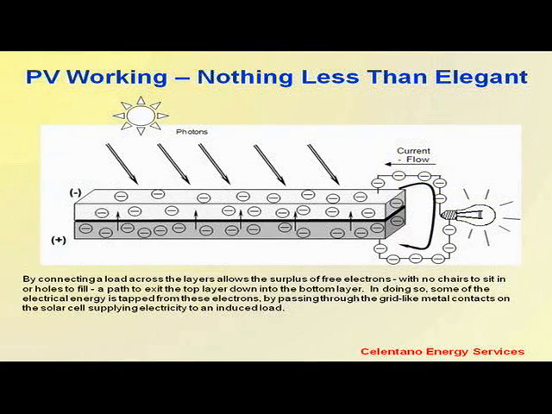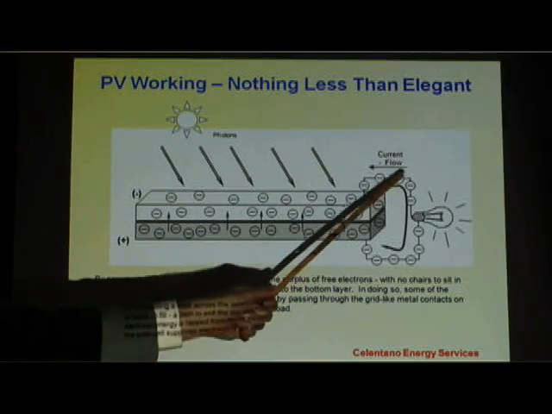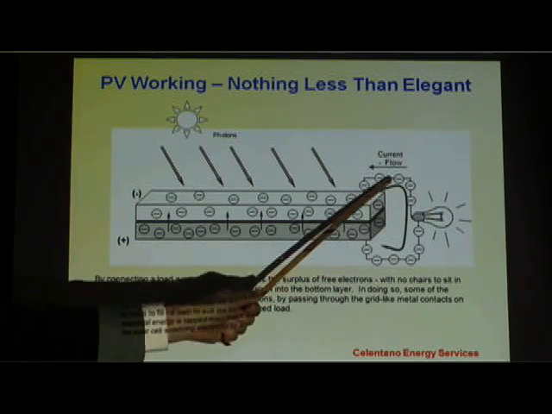By connecting a load across the layers, this allows the surplus of free electrons a path to exit the top layer down into the bottom layer. This is the path that the electrons take.